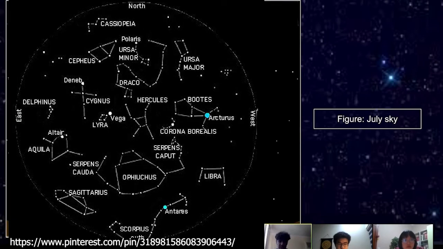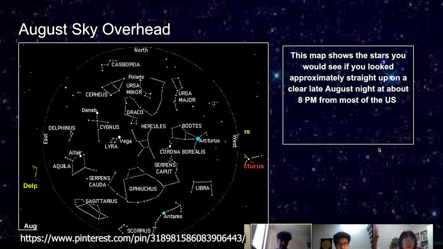Once again, in July, we can see different constellations that we probably couldn't see before at a different time of the year. Then there's the August sky overhead. Once again, the constellations look a bit different. This is just because we've changed our point of perspective from south to overhead.